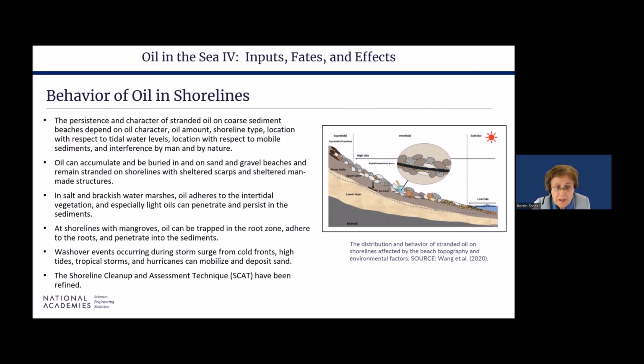Oil usually adheres to the intertidal vegetation, and especially light oils can penetrate and persist in the sediments. At shorelines with mangroves, which had been affected in the recent spills, oil can be trapped in the root zone, adhere to the roots, and penetrate into the sediments. And washover events occurring during storm surges, high tides, tropical storms, and hurricanes can mobilize and deposit sand. Some of these facts, although known for a while through field observations, have been quantified and verified.